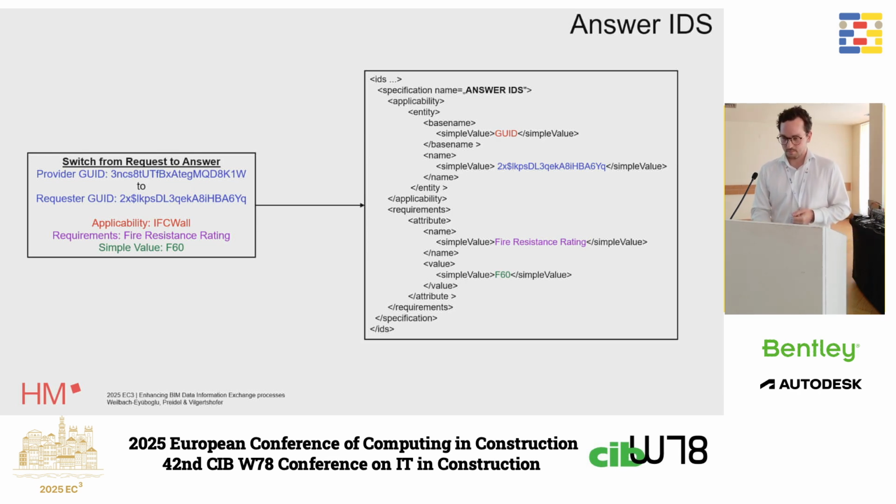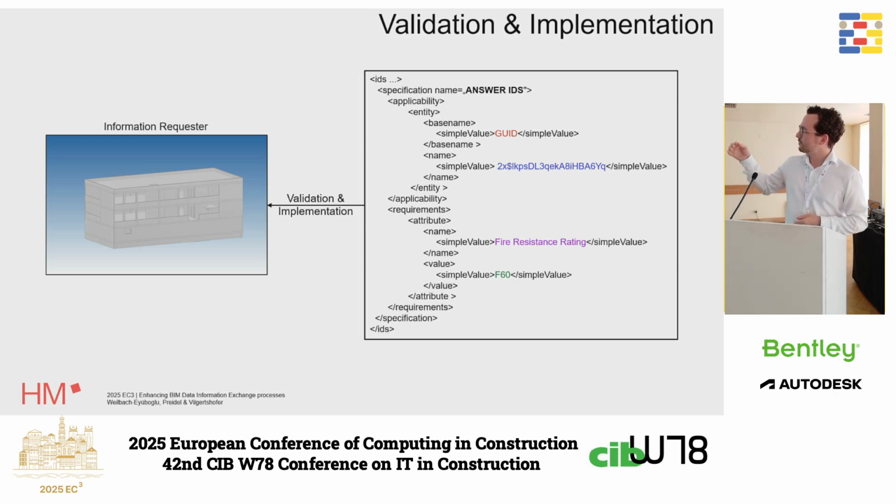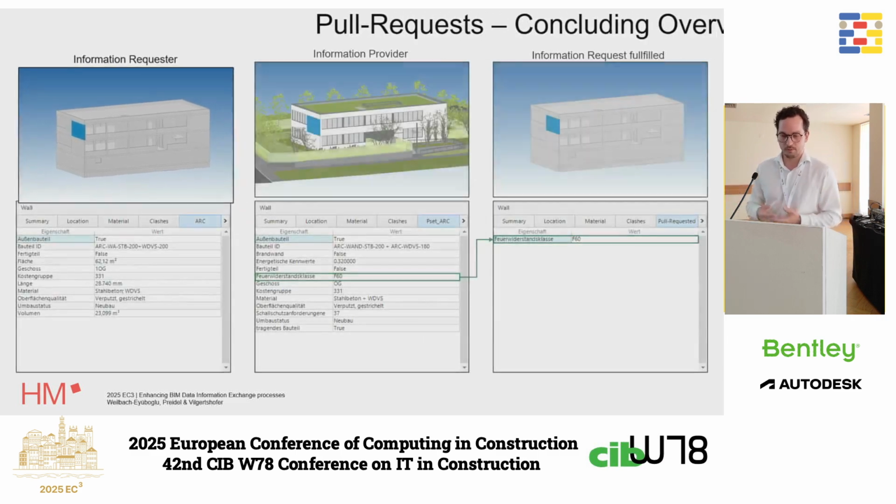And you might guess it, but we go ahead and simply validate the requester model. This will check this model if the information is present. Since the information is not yet present in this model, the validation will fail, and once the validation fails, another process kicks in and takes the attribute and its actual value and attaches it to the element with this specific GUID.